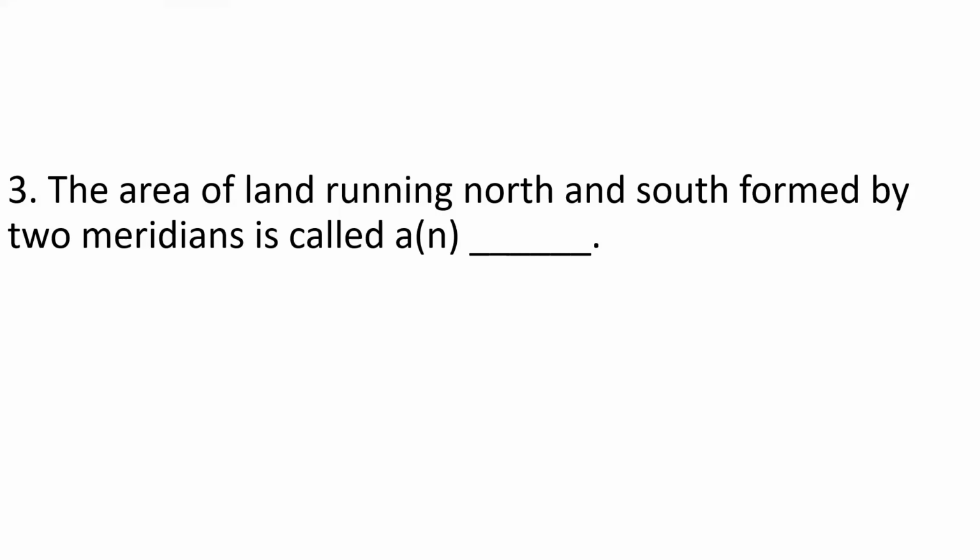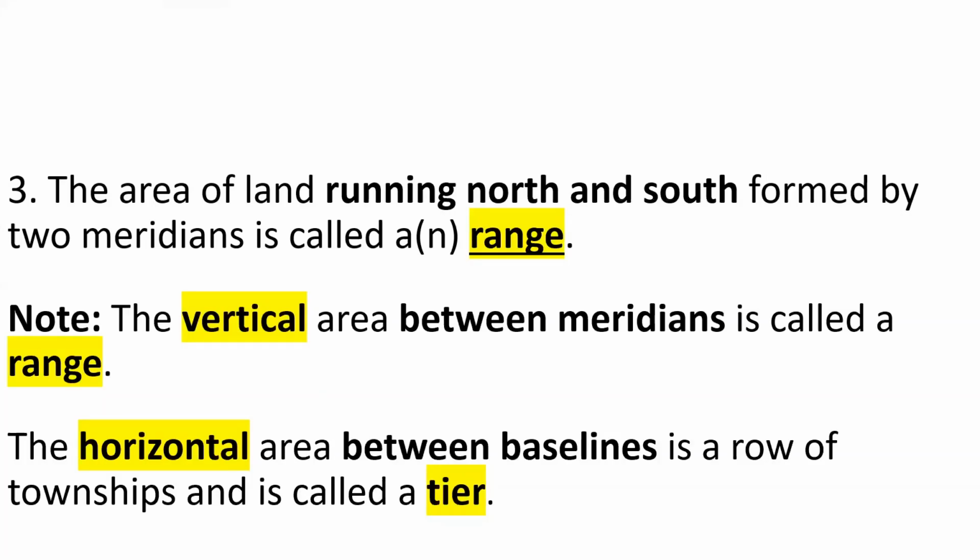Number 3, the area of land running north and south formed by 2 meridians is called a blank. Well, north and south, that is the range. So vertical, the areas running vertical between meridians is called range, whereas the horizontal running between the baselines is called tier or township.